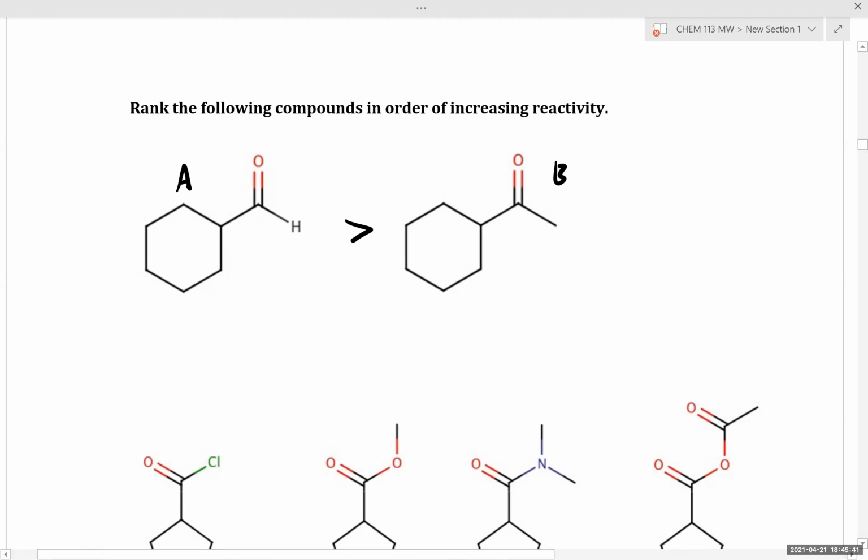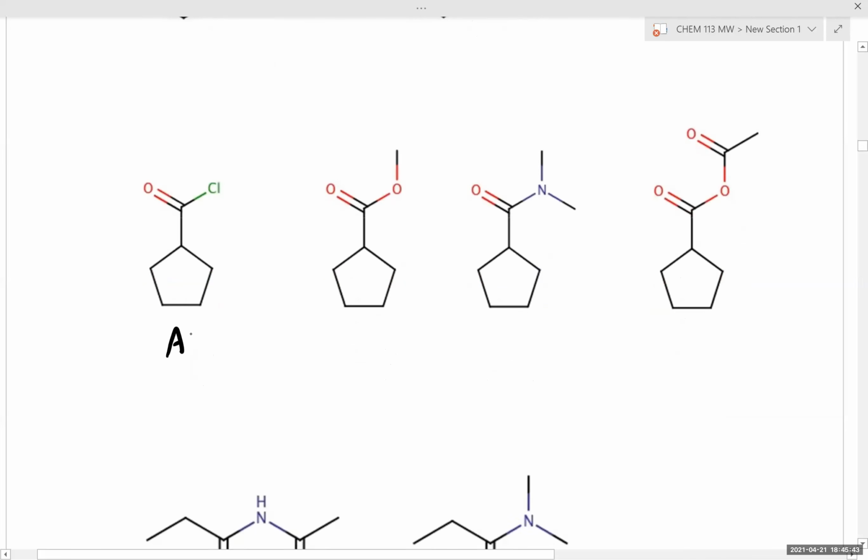So let's take a look at this next set of compounds that we'll label A, B, C, and D. And I'd like us to repeat this ranking process. Let's try to rank these 4 compounds in order of increasing reactivity in carbonyl substitution reactions. Keeping in mind, and this is important, that the reactivity of different groups for carbonyl substitution reactions depends on the ability and capability of our leaving group.